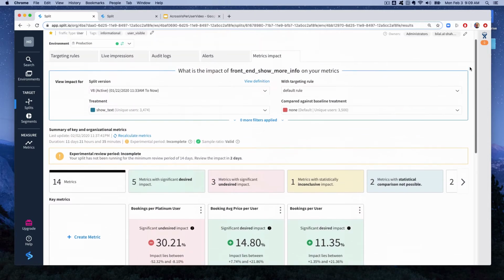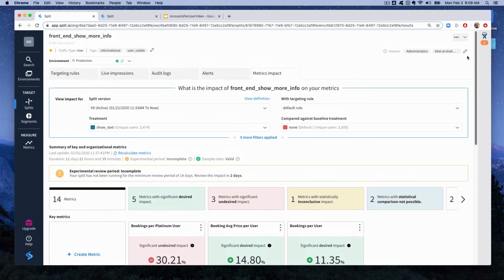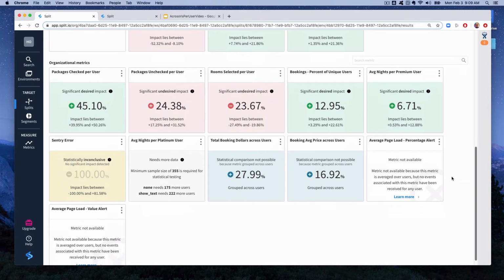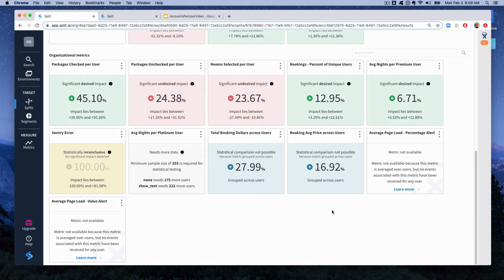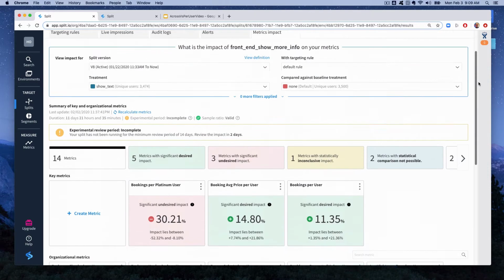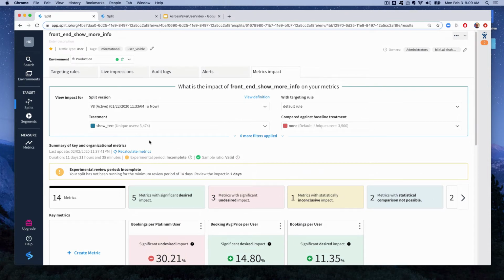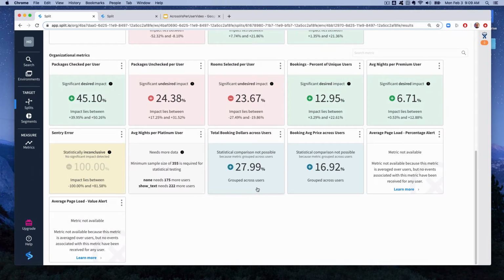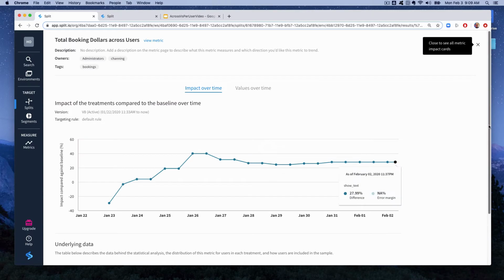So here we're looking at a split. We've got a bunch of metrics here. This is front end show more info. We've got some metrics impact. You notice we have some red cards, some green cards, and then the ones of interest here are these blue cards, because both of these are across metrics. Here's the one we were just looking at, which was total booking dollars across users. And it says it's up 27.99%. In this case, that's comparing the baseline of none to the treatment of show text. So for this particular metric, it's increased almost 28% for the show text treatment as compared to none. But let's drill down on this metric and see what actual data we have here.